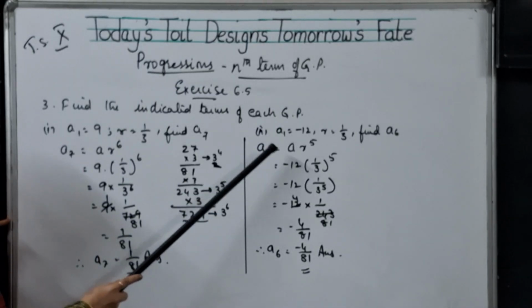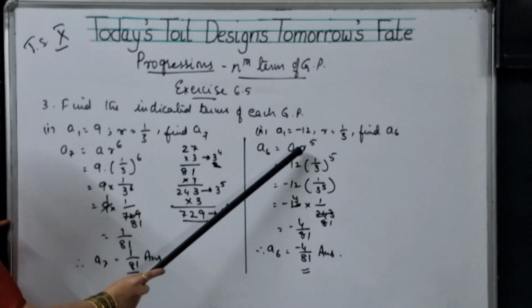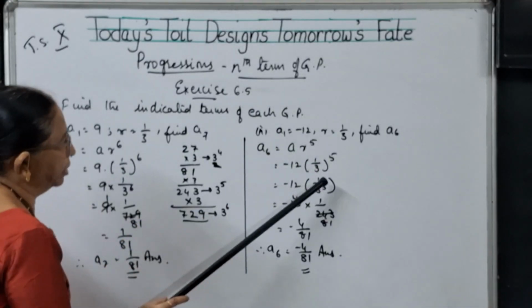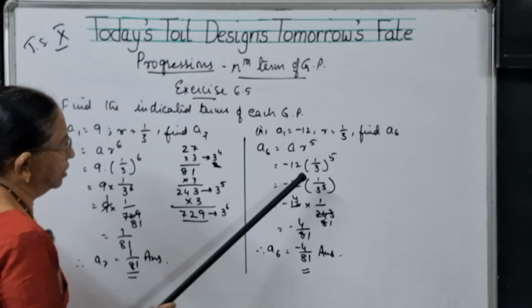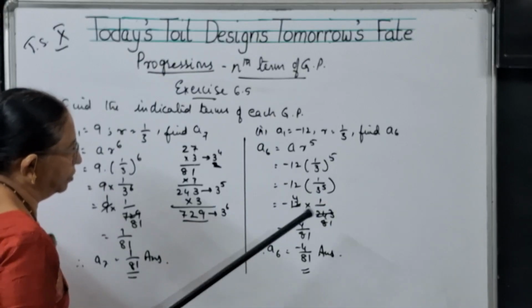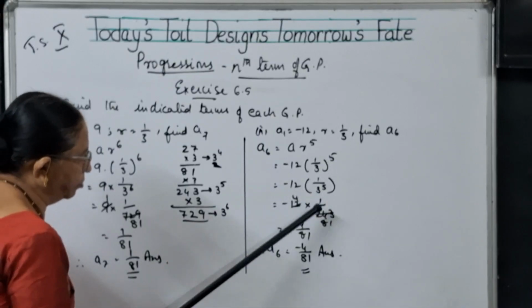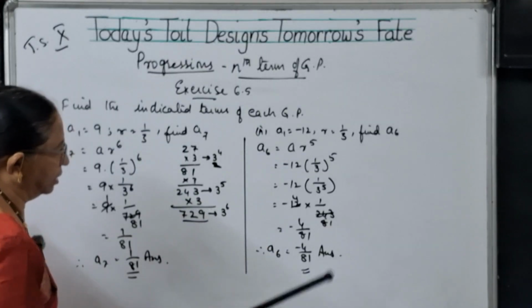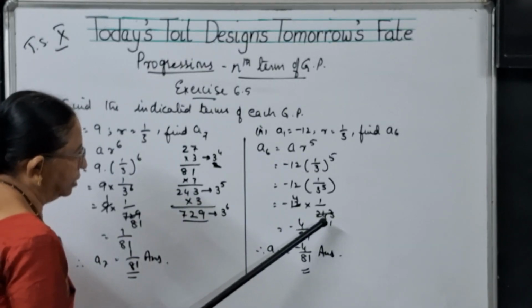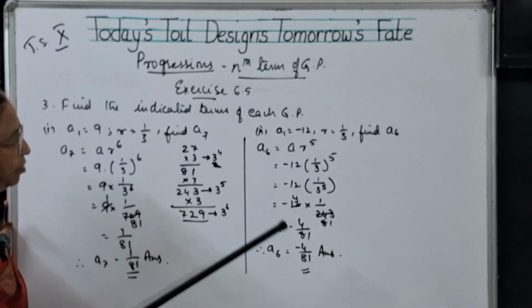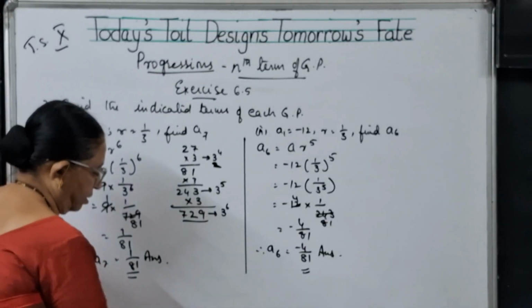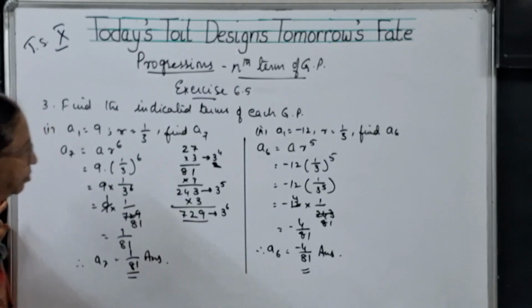Next one, A6, you need to find out A into R to the power of 5. A is minus 12 into R is 1 by 3 whole to the power of 5. Minus 12 into 1 by 3 to the power of 5. Just now I have done 243. I have taken it. So 3 fours are 12, 3 eights are 24, 3 ones are 3. We cannot simplify further. So minus 4 by 81 is the sixth term, children. Please note it down.